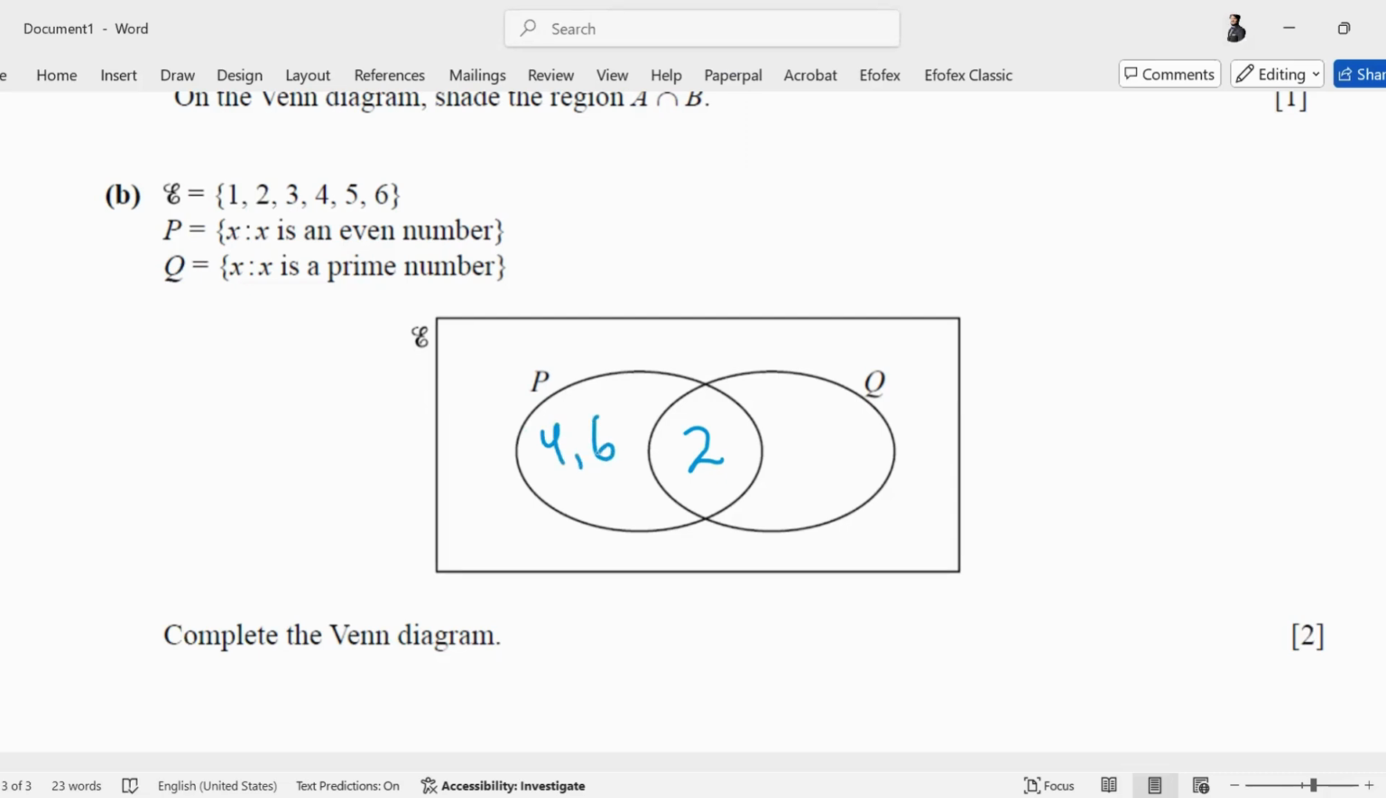And prime numbers, I have 3 as a prime number, 5 as a prime number. 1 is the only number remaining. 1 is neither a prime number nor an even number. It is not even a composite number, so it will be out of both these. 1, 2, 3, 4, 5, 6, and we have covered all the numbers. And this is how we fill this Venn diagram. Moving on to question number 9.